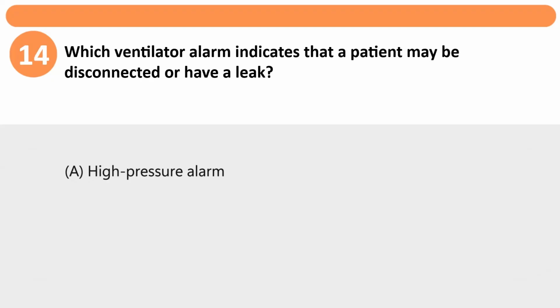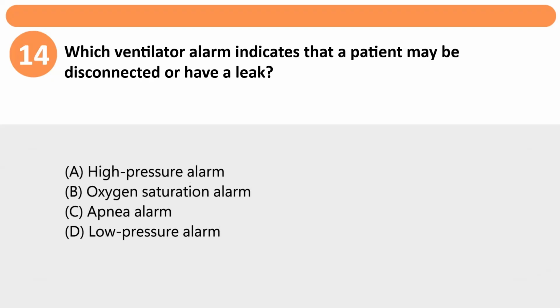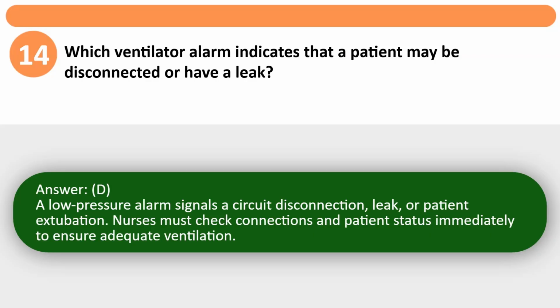Which ventilator alarm indicates that a patient may be disconnected or have a leak? A. High pressure alarm. B. Oxygen saturation alarm. C. Apnea alarm. D. Low pressure alarm. Answer, D. A low pressure alarm signals a circuit disconnection, leak, or patient extubation. Nurses must check connections and patient status immediately to ensure adequate ventilation.